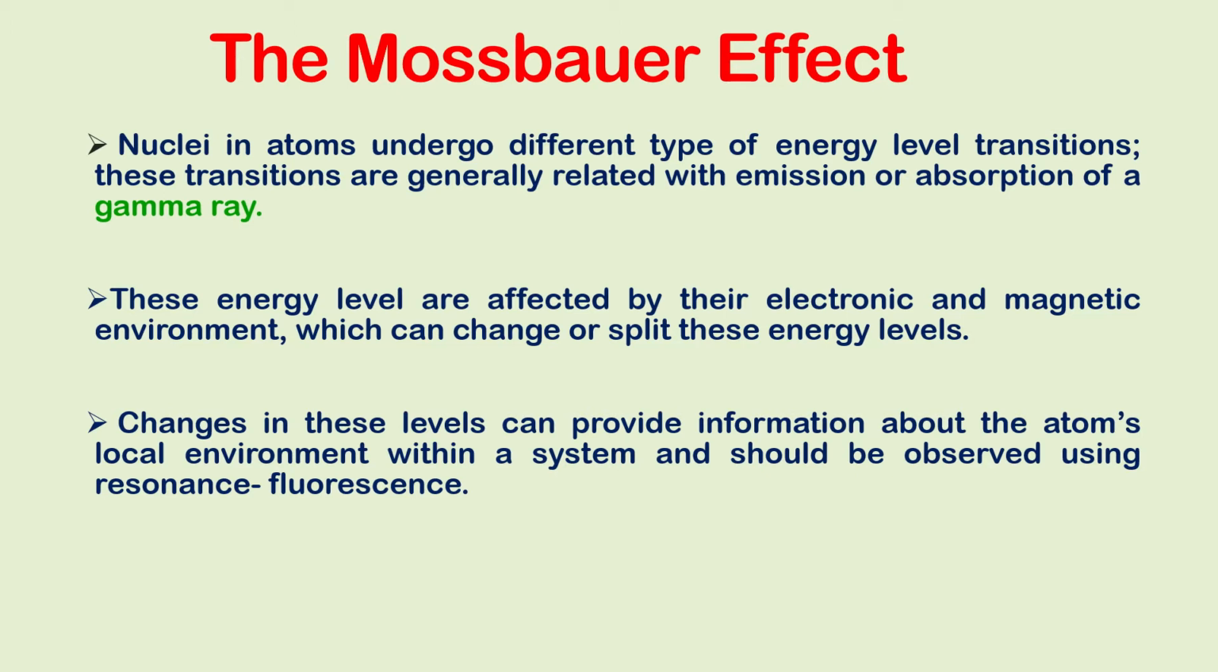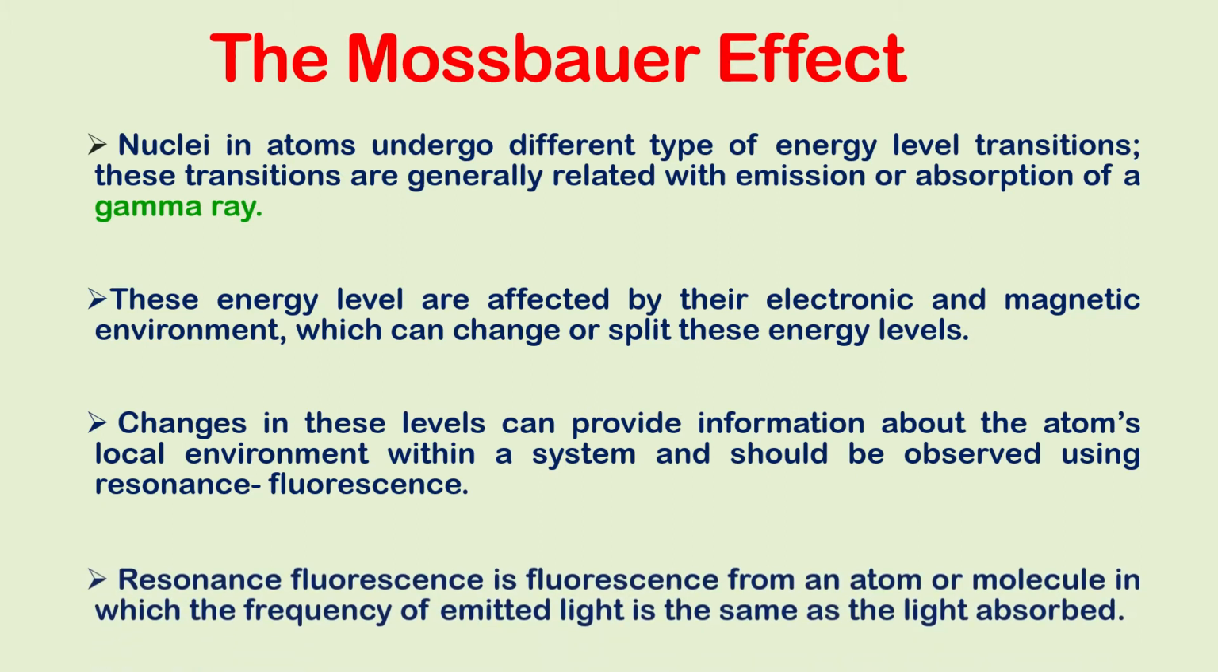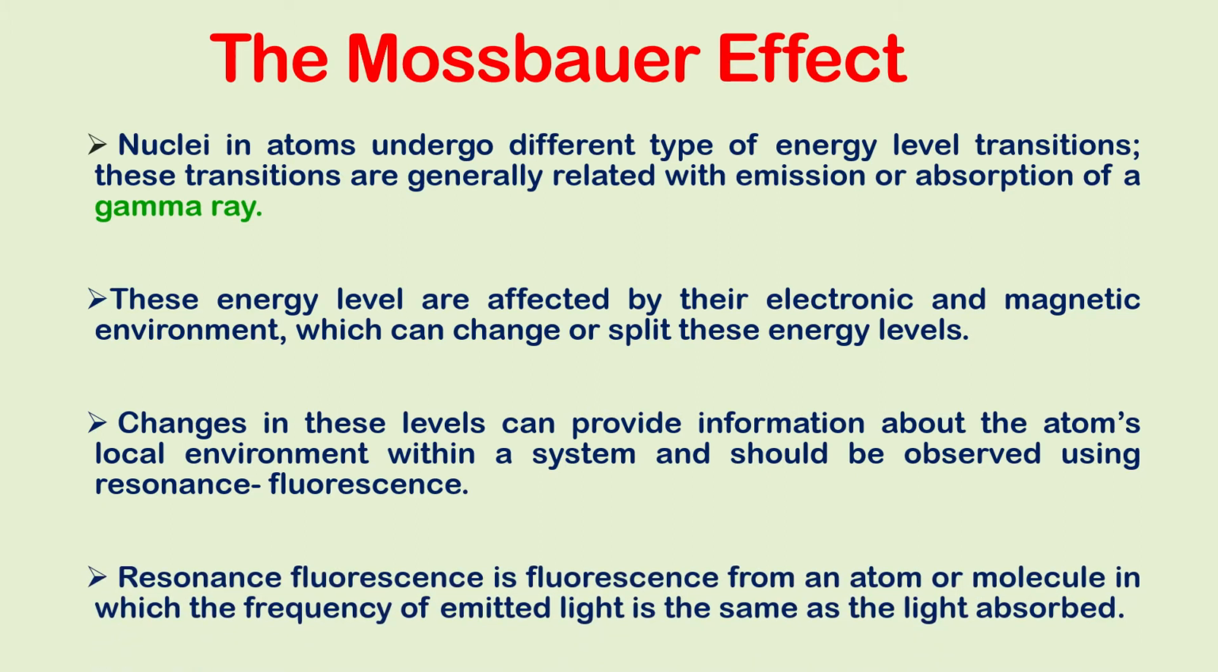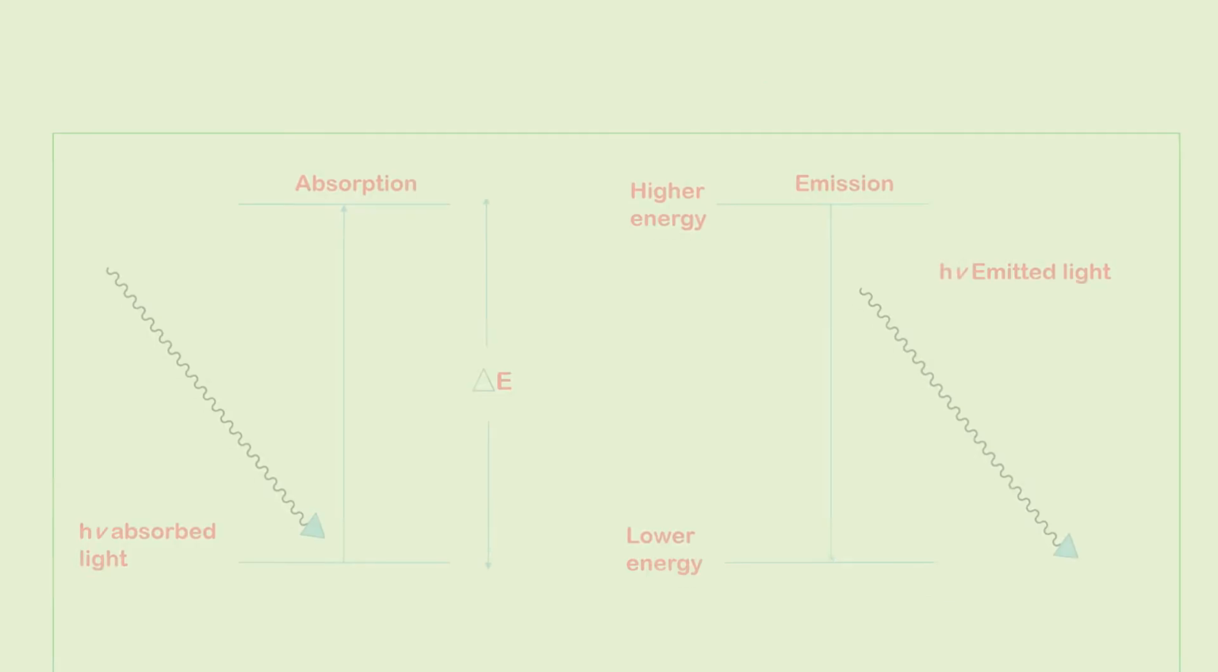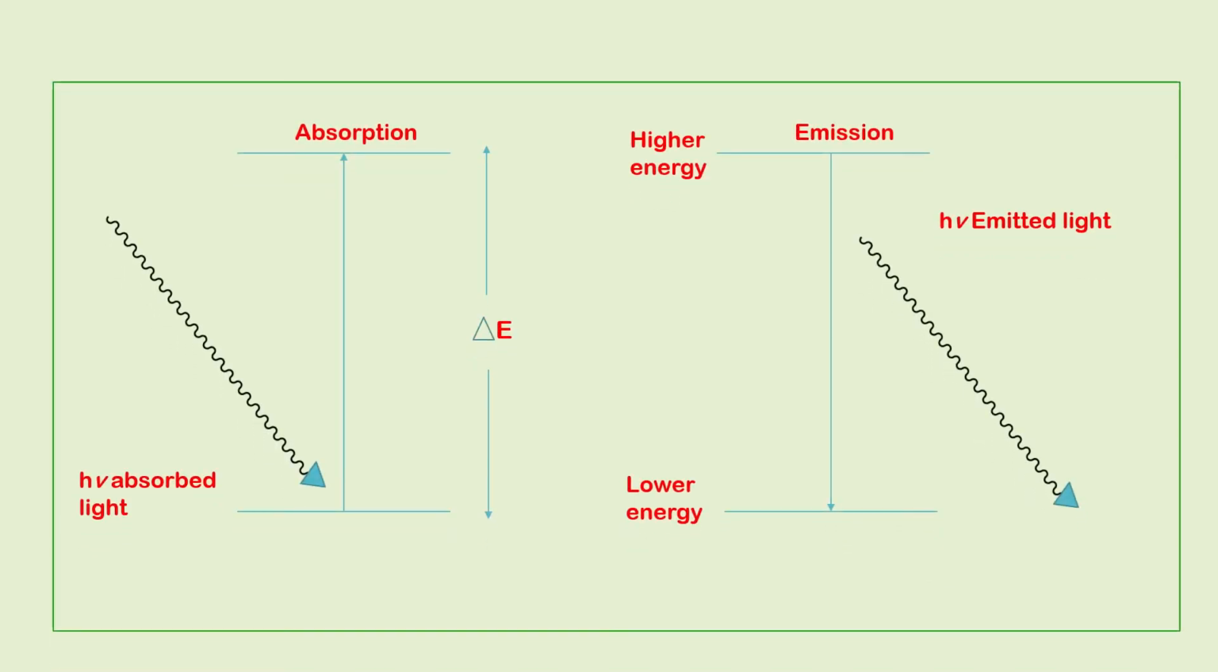resonance fluorescence. Now, what is resonance fluorescence? Resonance fluorescence is fluorescence from an atom or a molecule in which the frequency of emitted light is the same as that of light absorbed. Means the frequency of emitted and absorbed light remains the same. This can be understood by taking one diagram. In this diagram, the gamma rays absorbed and gamma rays emitted have the same frequency, that is, absorption fluorescence spectra.